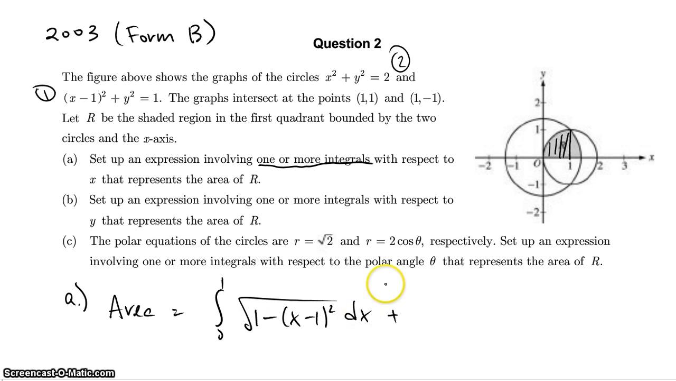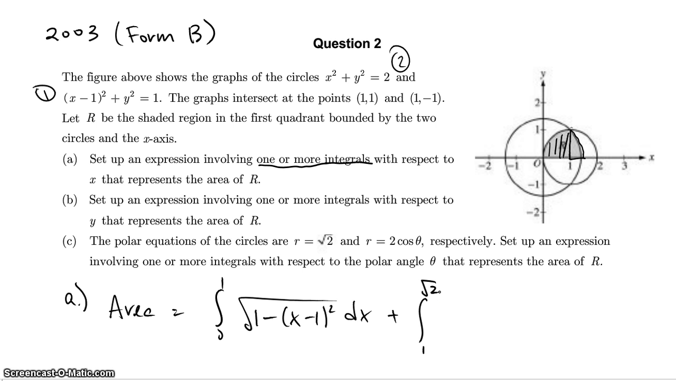And we have to find the unshaded area, which is somewhere in there, and we know that the intersection is (1, 1). So for the larger circle, it's from 1 to somewhere else, and we know from the second equation, x squared plus y squared equals 2, that y equals 0. When we plug in, x squared equals 2, so x is equal to the square root of 2. So we put it in here.